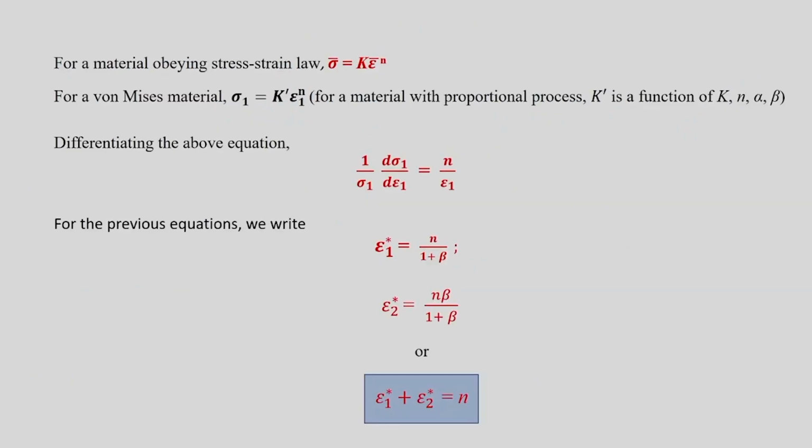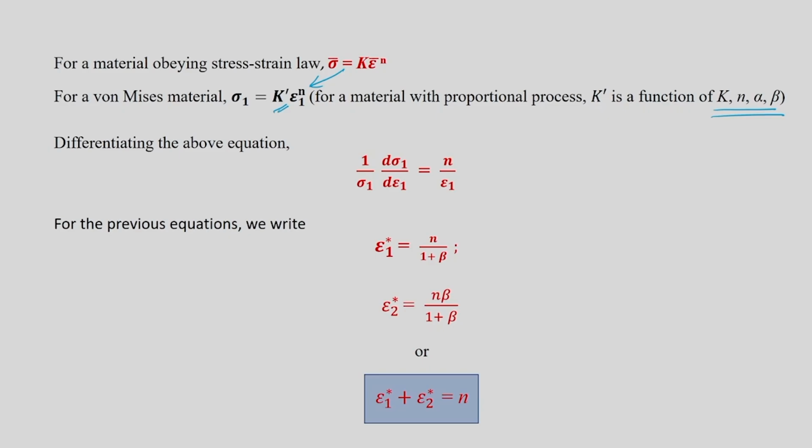So now, as usual, we say that for a material obeying a power law like sigma bar is equal to k epsilon bar power n, for one principal stress this can be written as sigma 1 is equal to k dash epsilon 1 power n. Here I mention k dash because k dash could be a function of k, the strain hardening strength coefficient, n the strain hardening exponent, stress ratio alpha and strain ratio beta. If you want to use the original form of the equation, one can still use it.